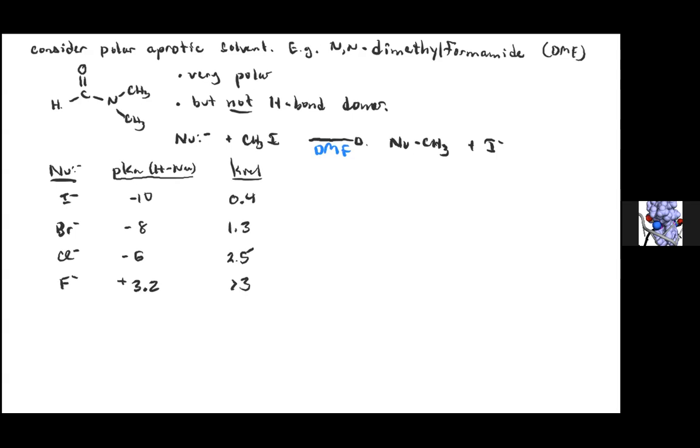In other words, in a polar aprotic solvent, the relative reactivity is reversed. Fluoride is the most reactive, and iodide is the least reactive.